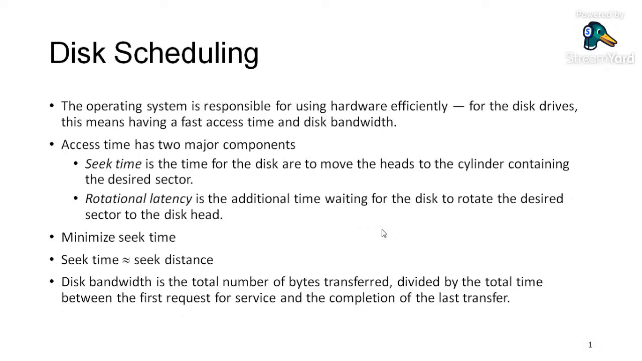As the name itself indicates, it is a rotational latency, the additional time spent waiting for the disk to rotate the desired sector to the particular disk head. As far as the seek time is concerned, surely it should be minimized. Seek time is almost equivalent to the seek distance. And the disk bandwidth is the total number of bytes transferred divided by the total time between the first request for service and the completion of the last transfer. So if we calculate the total disk bandwidth, it is the total number of bytes transferred divided by the total time between the first request served and till the last byte is transferred. So these are a few terminologies in disk scheduling.